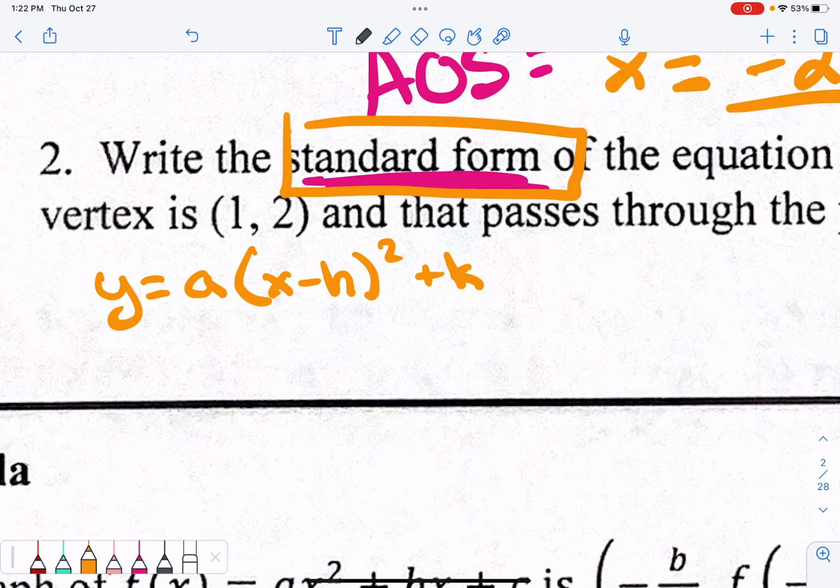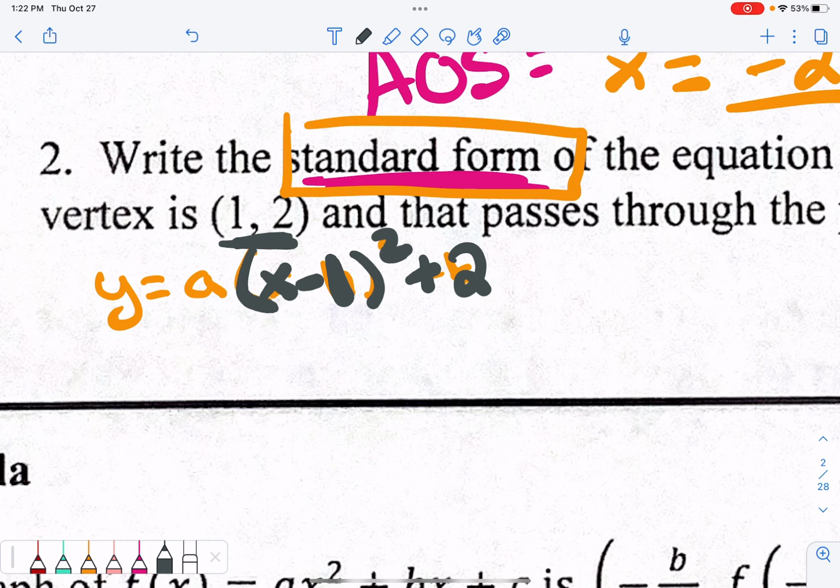My vertex is at 1, 2. Where does that go into this equation? H and K, right? So this would be x minus 1, plus 2 on the end there. So I have that stuff, okay?